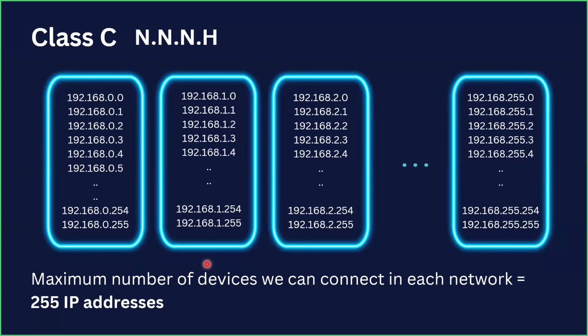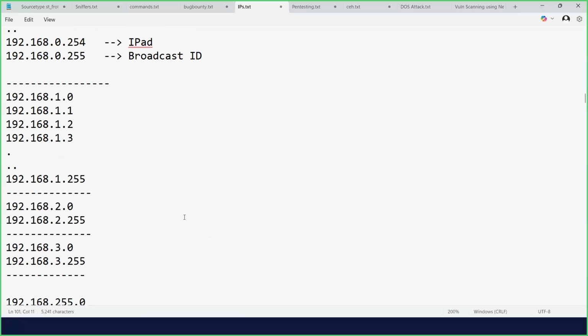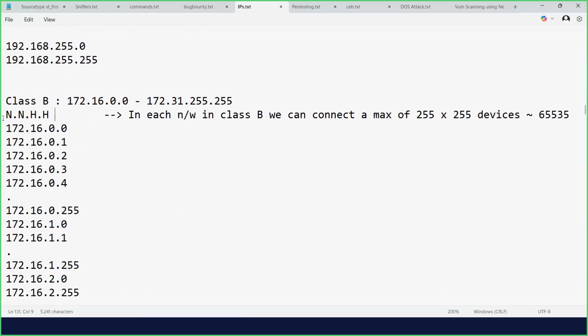Now moving on to Class B. Let's say in an organization there's a requirement for connecting more than 255 devices. Then you have to go to the next class. In Class B, you now have two network portions and two host portions. The Class B private IP range starts at 172.16.0.0 and goes up to 172.31.255.255. So the first two octets are the network portions, and the last two octets are the host portions.